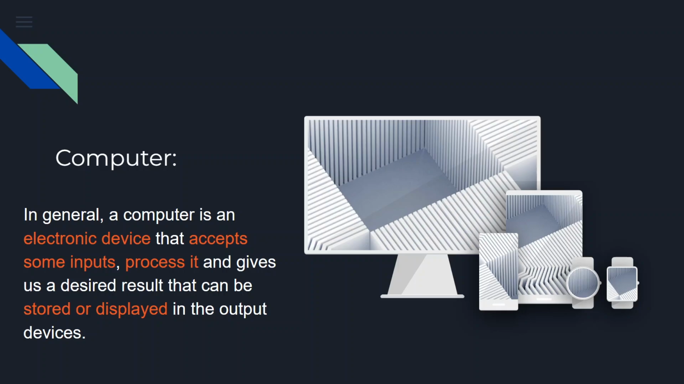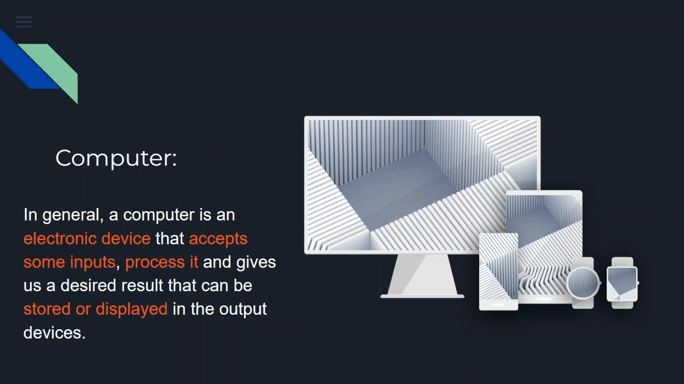First, electronic device. Electronic device means the computer system is composed of electronic components that are responsible for controlling the flow of electrical currents for the purpose of information processing. Simply a device that deals with the current. Second, accept some inputs. Accept some inputs emphasizes that it can accept user input from input devices such as keyboard, mouse, etc. Simply, we provide inputs to the system through input devices.